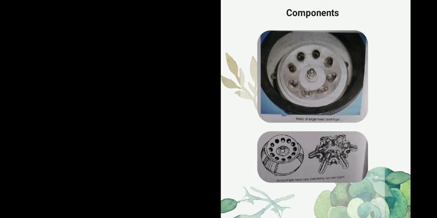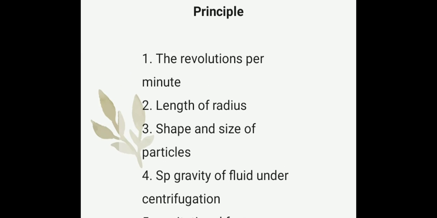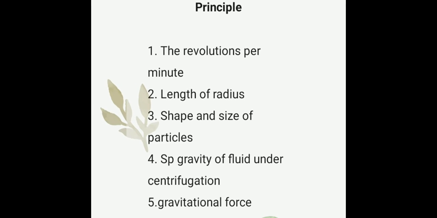Now the principle. The working of a centrifuge is based on the principle of centrifugal force, which acts on the substance in a circular motion towards the periphery. The factors which govern the speed of the centrifuge are: number 1, the revolutions per minute; number 2, the length of radius. The radius is measured from the center of rotation to the inside bottom of the tube.